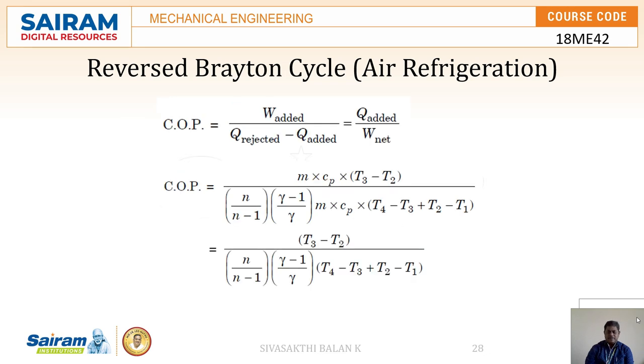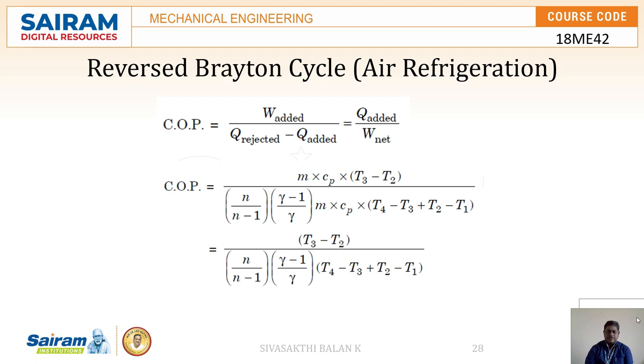Let us calculate the COP for the reversed Brayton cycle. We know that COP is nothing but the ratio between the refrigeration effect and the actual work done. The refrigeration effect is nothing but the heat extracted from the place where we want to maintain the temperature at a particular level. And if we consider the system from the thermodynamic cycle, it is nothing but heat added to the system.